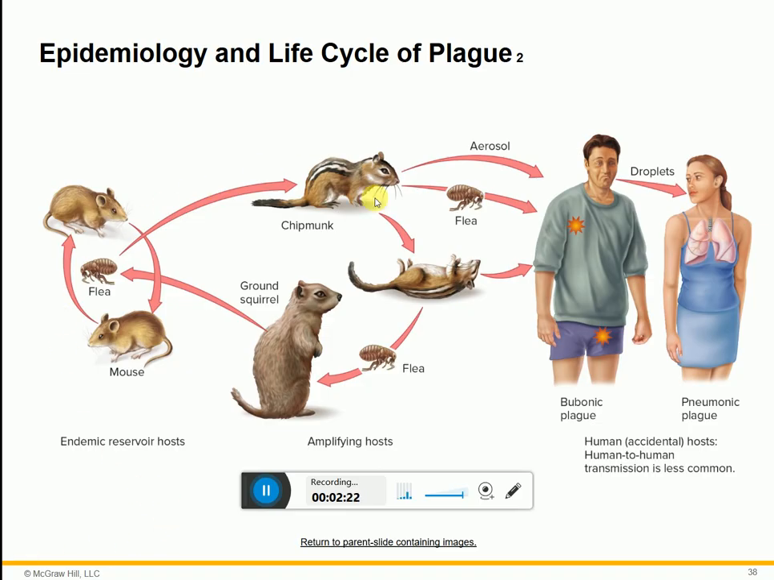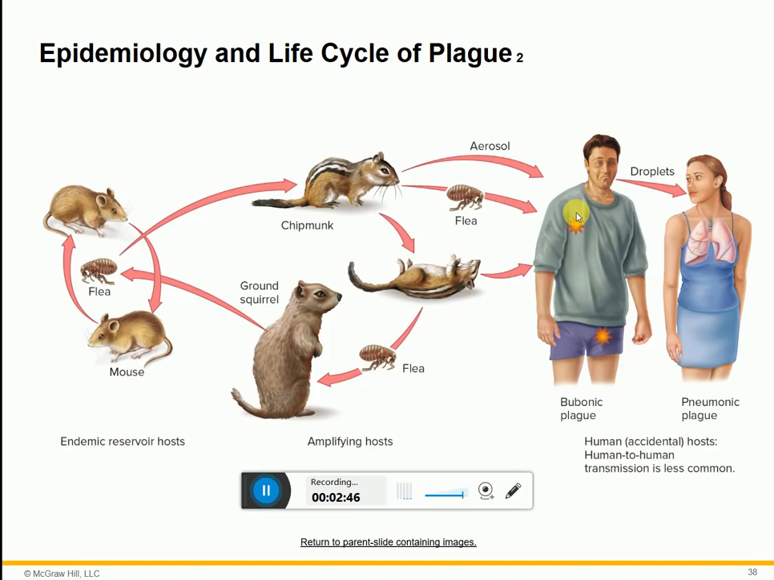So here's a life cycle of Yersinia pestis. You can see all of these are part of the cycle. There are rats, mice, chipmunks, squirrels, and when they get bit by a flea, the flea or the aerosol from these animals could eventually transmit the infection to humans. And then there's also the human to human infection.